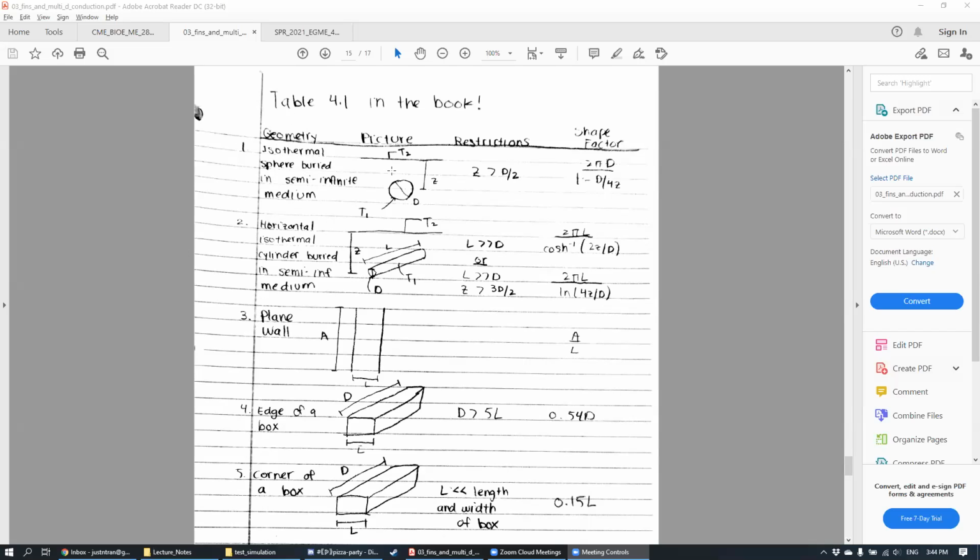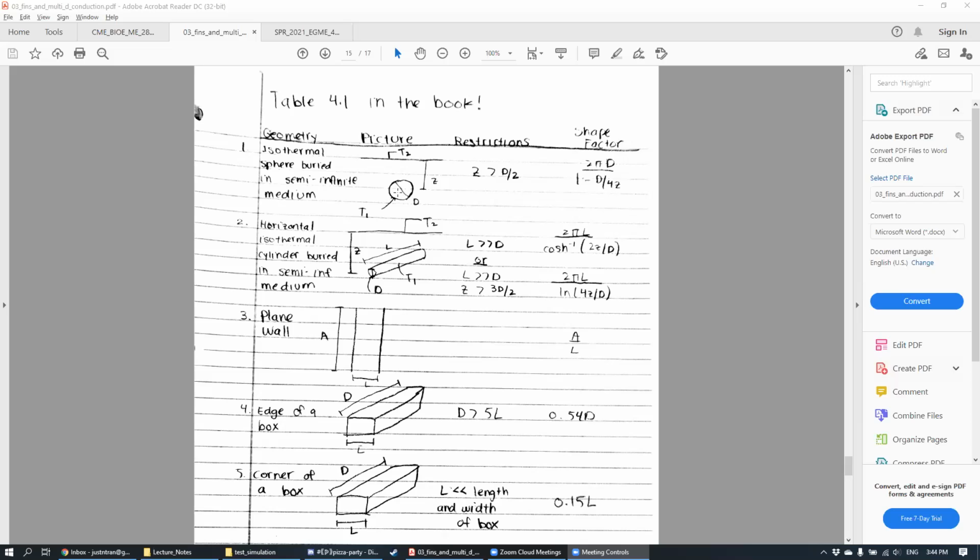Okay. And so if we look at this first line here, this first entry is an isothermal sphere buried in a semi-infinite medium. Okay, and so basically what that means is that you have a sphere here that's buried underneath the ground, right?